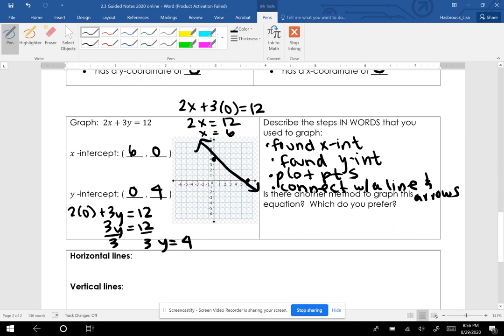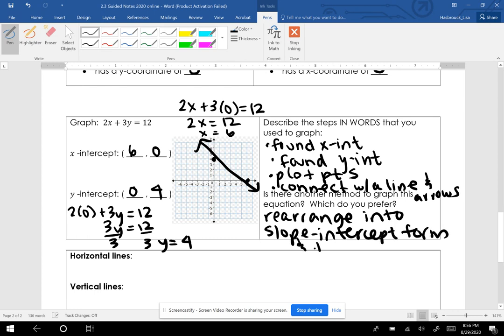Now it says, is there another method to graph this equation? You could rearrange into slope-intercept form and then graph. And really it's personal preference on which you would prefer to do.